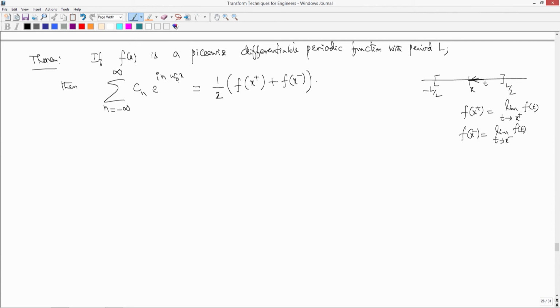If you fix your x inside, because it is a differentiable function, it is a continuous function, so you can always choose like that. As of now I am choosing x in between, so not at the end points. If it is at an end point, we will see what it is. So x belongs to minus L by 2 to L by 2.